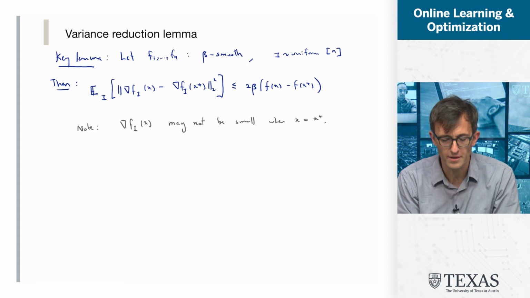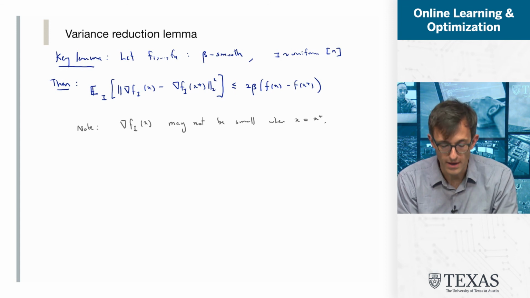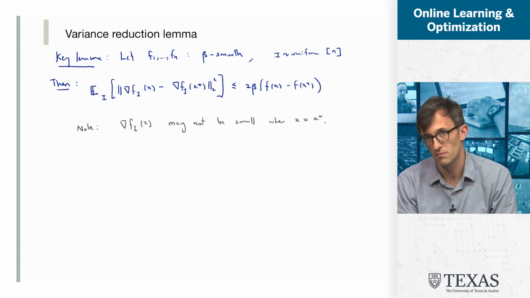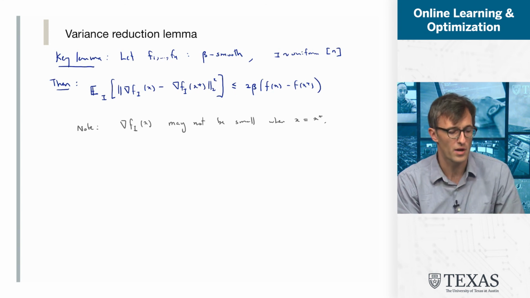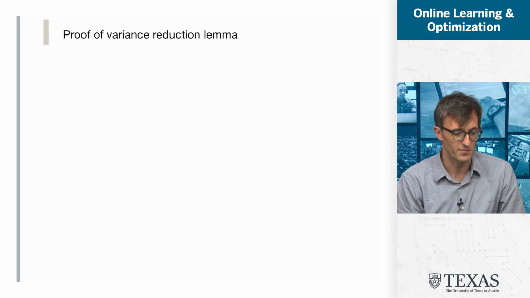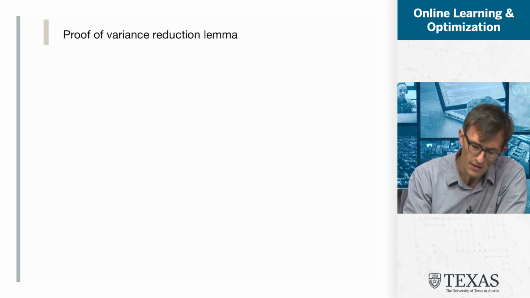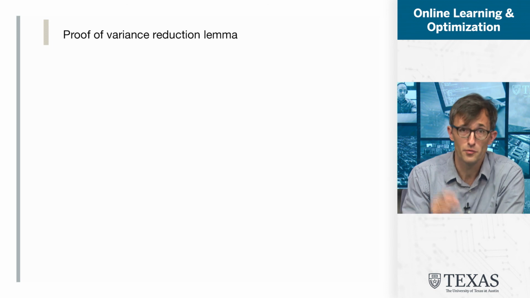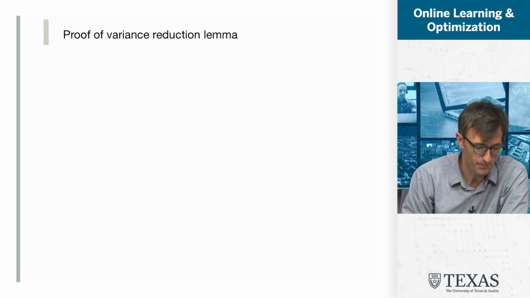So the whole point is that inside the expectation and inside the squared norm, I have the gradient of fi of x minus the gradient of fi of x star. So it's actually not too surprising. It's not unintuitive that we should have something like this. So let's, for the sake of completeness, see the proof of this variance-reduced lemma.